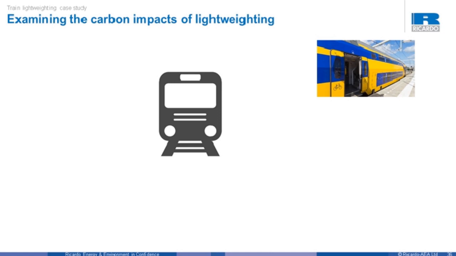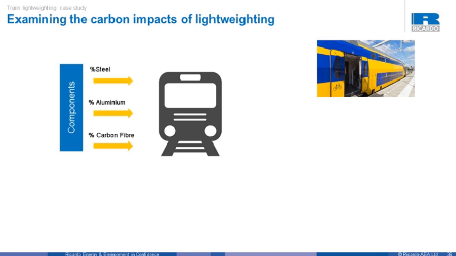A European public transport provider wanted to understand the global warming potential of exchanging steel components within its trains for aluminium and composite components. So working with partners in Ricardo Rail, we created 3 lifecycle inventories for the client's train to calculate the carbon impact of swapping steel components for lighter alternatives.